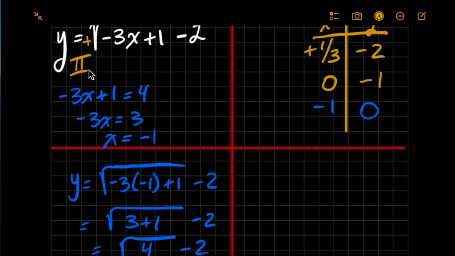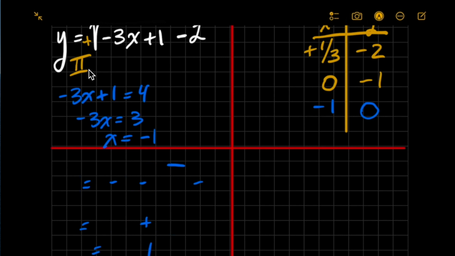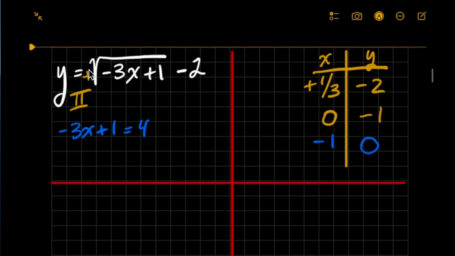Okay, now some teachers might let you stop there, that those points are enough, but let's go ahead and just do one more. And we're going to set our radicand equal to 9, another perfect square. We're going to find our x value. -3x is going to equal 8. X is going to equal -8 over 3.